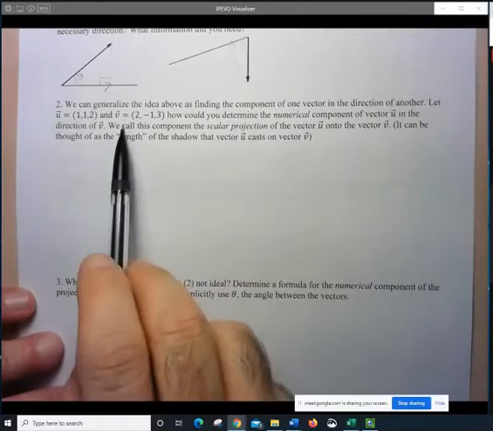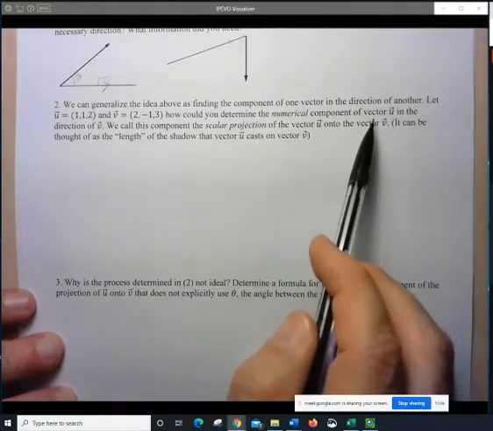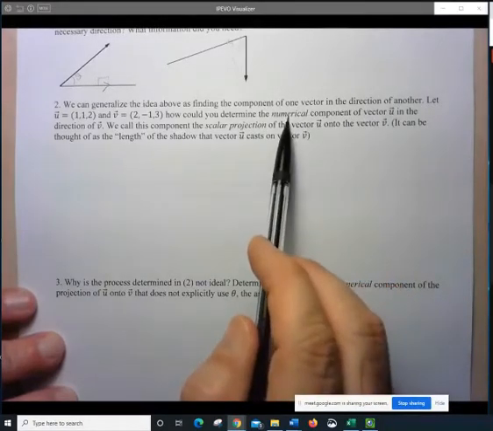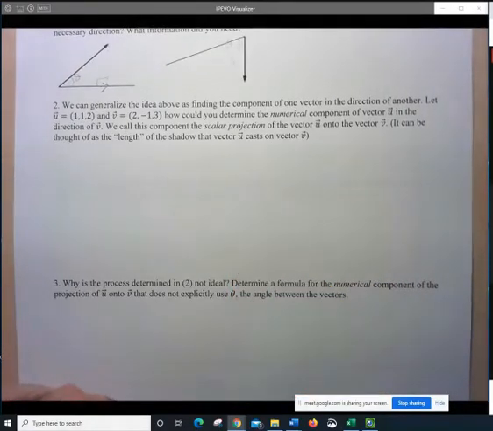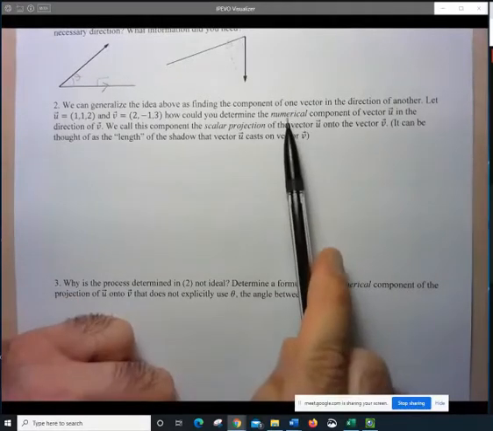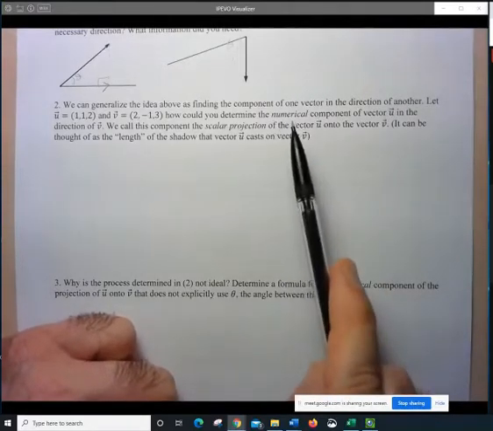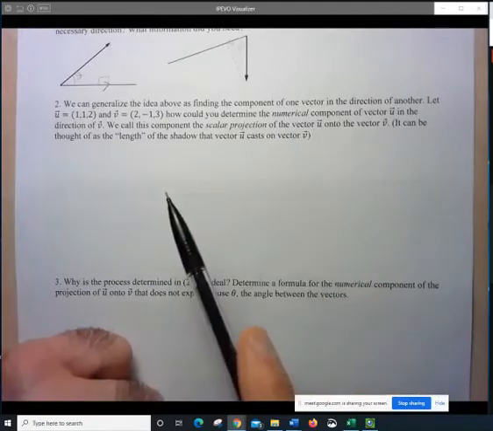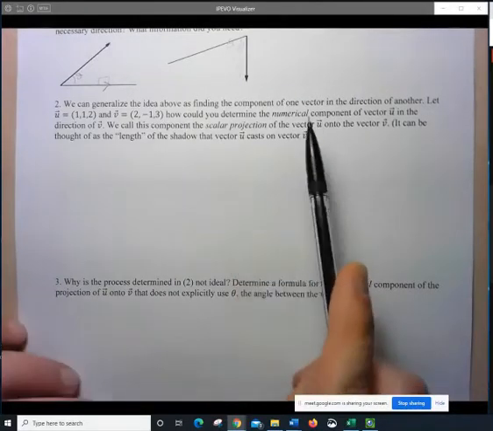But what I want to focus on first is what I'm going to call the numerical component of the vector. Can you tell me what word I didn't use here? I purposely did not use the word magnitude. As we go along, try to think about why I'm using this word numerical component of this projection. It's not by accident that I didn't use the word magnitude here.